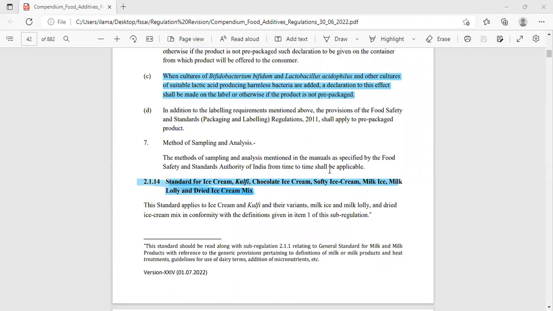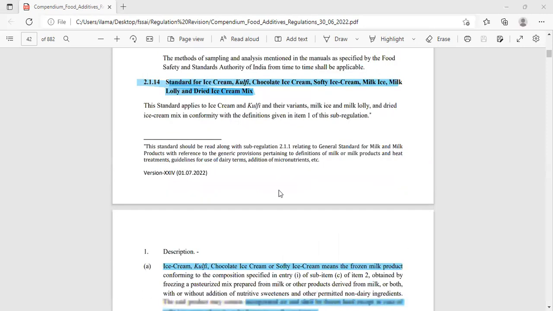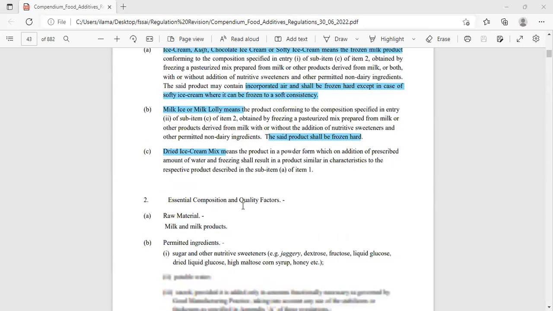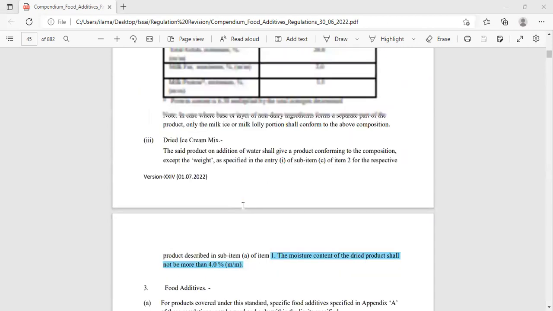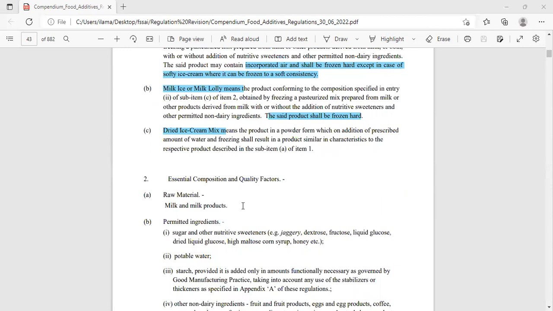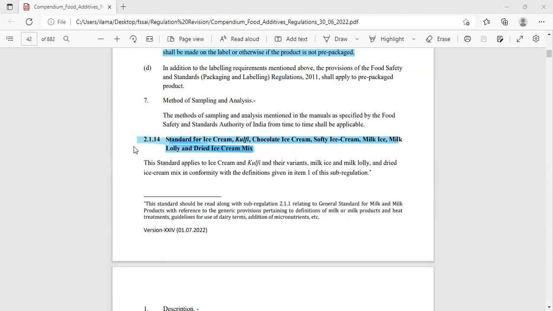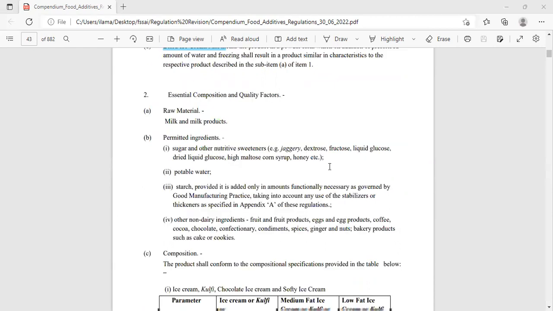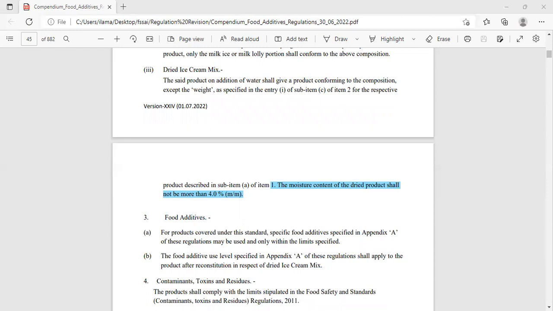And then go through the highlighted points. And then go through the standards for ice cream, kulfi and all. Here the moisture content of the dried products shall not be more than 4%.